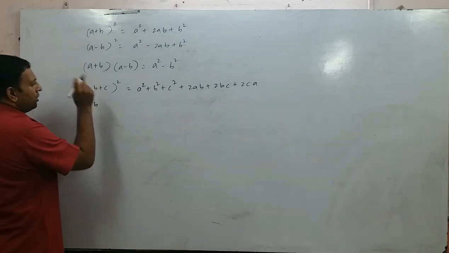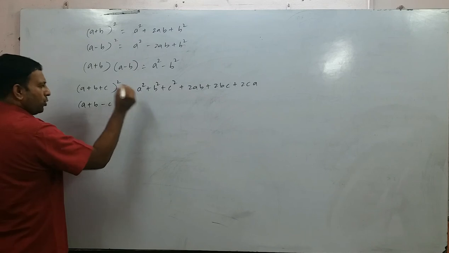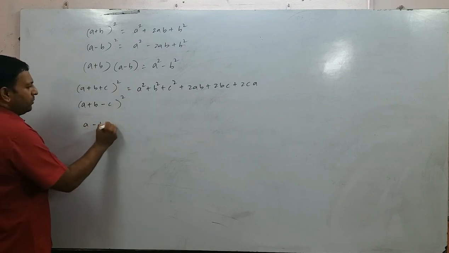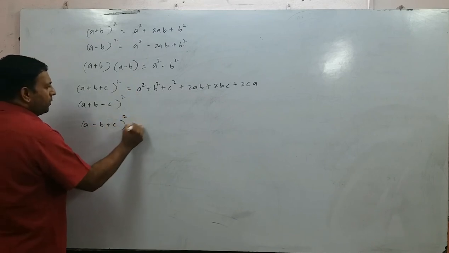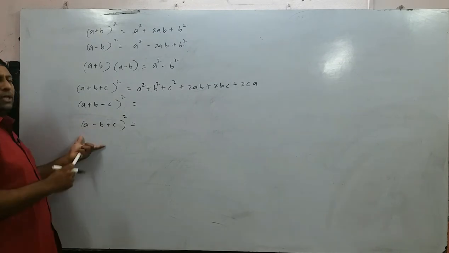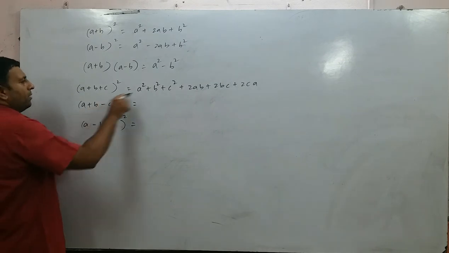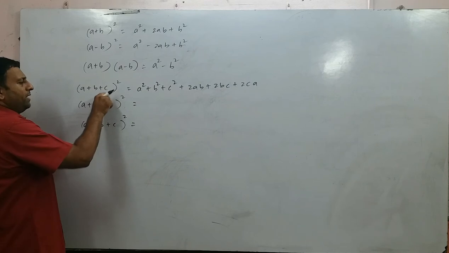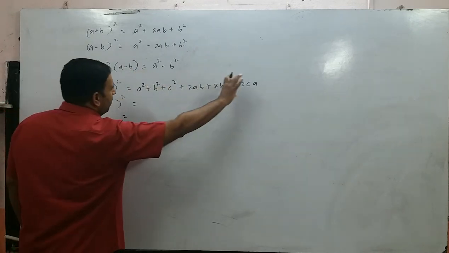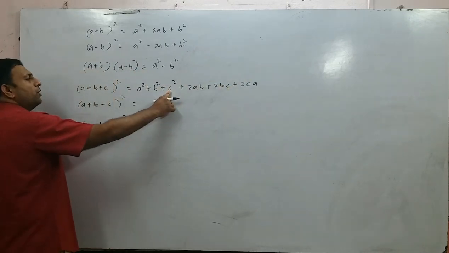Let me see. Instead of plus c, I will write minus c here, squared. And in the next formula, I will write minus b plus c here, then I will write the square. How much difference you get, you will understand. See, since it is a square, here in place of c, you have minus c. So write the formula everywhere the same, just in place of c, you write minus c.